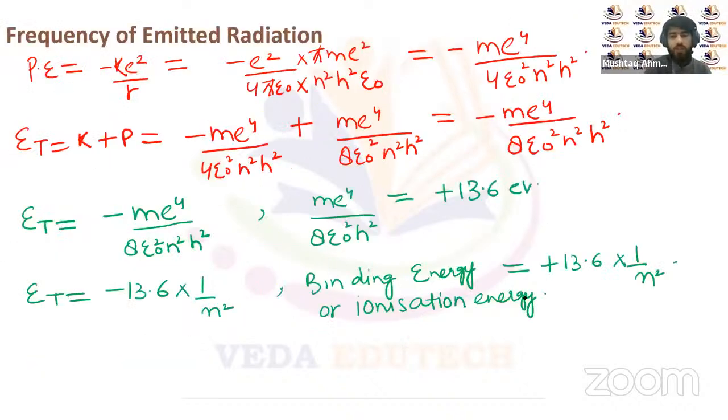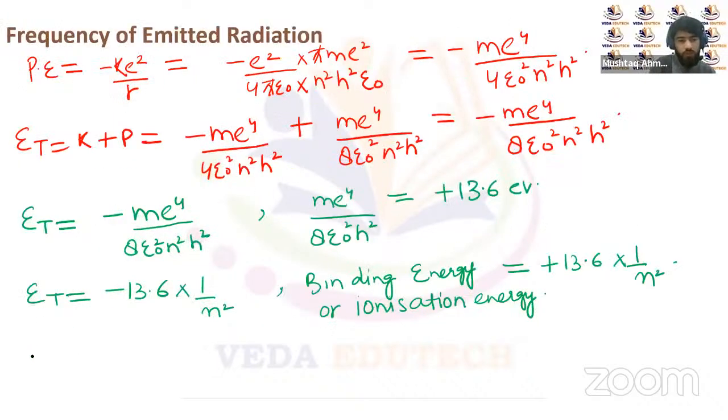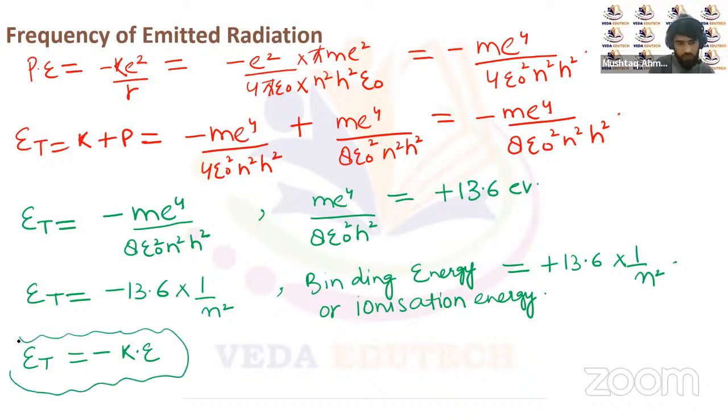total, you can see here, actually the total energy is negative times the kinetic energy. E total energy is actually equal to minus times kinetic energy. So the total energy of this electron in a hydrogen atom is minus times kinetic energy.